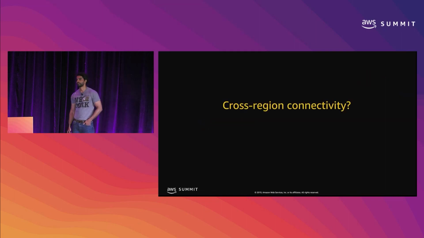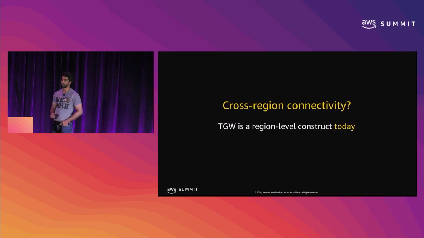What about cross-region connectivity? Transit Gateway is a regional resource. Two Transit Gateways in remote regions cannot communicate with each other. There's no VPC peering-like functionality. But good news is we have already announced that we'll be coming up with this functionality. So later this year, two Transit Gateways in remote regions will be able to peer and talk to each other.